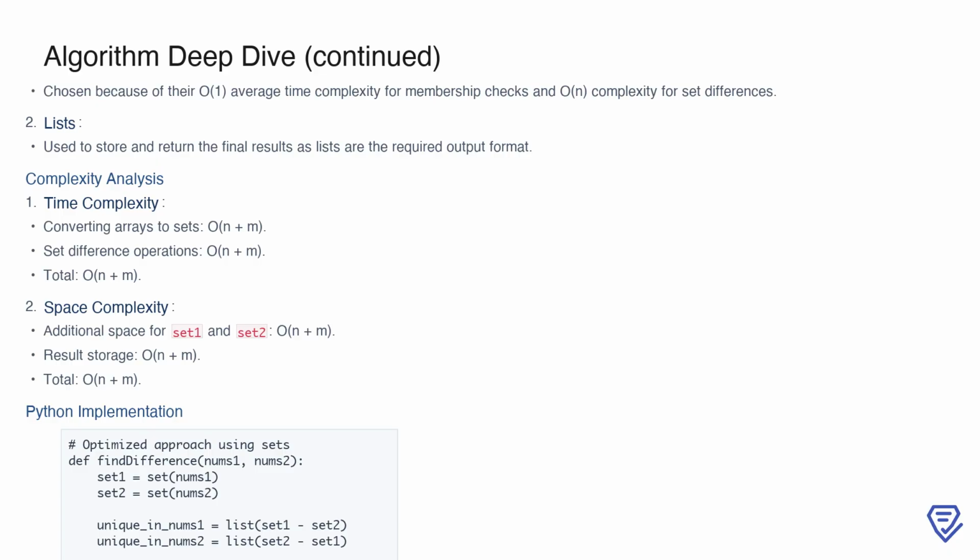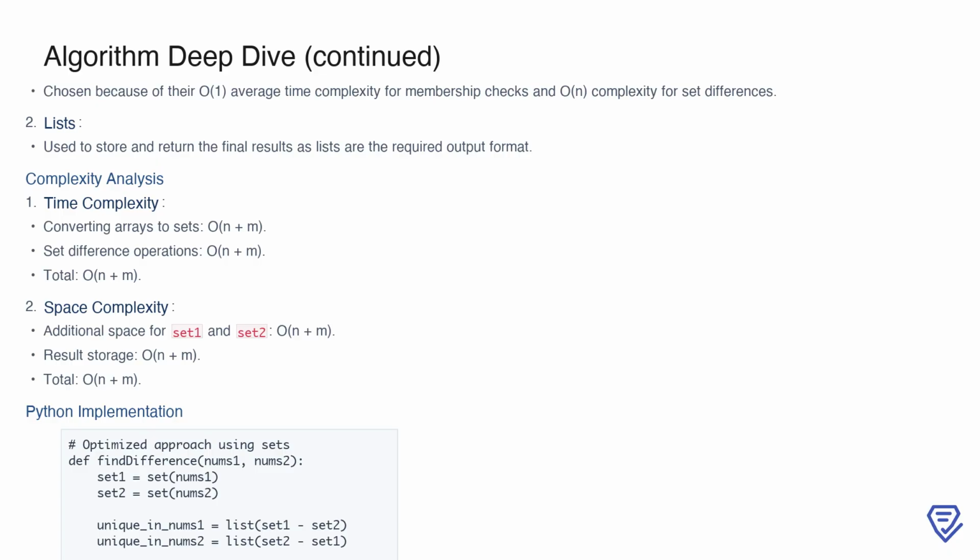Sets are used because they excel at performing fast membership checks in set operations, such as differences, with an average time complexity of O(1) for lookups and O(n) for operations like set differences. Lists are used for the final output because the problem specifies that the results must be returned as lists.